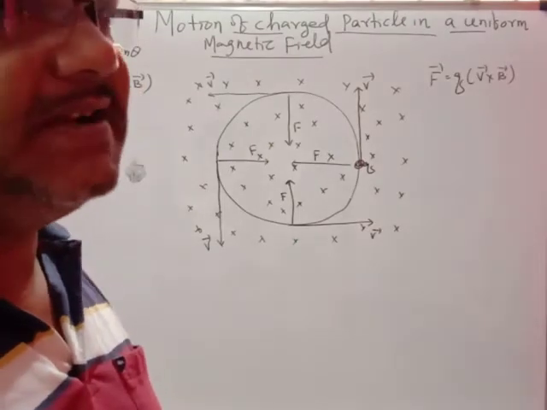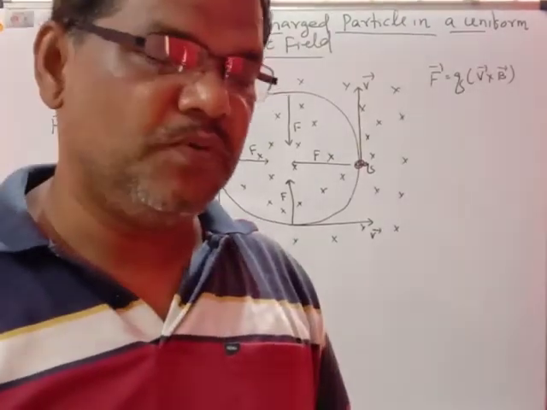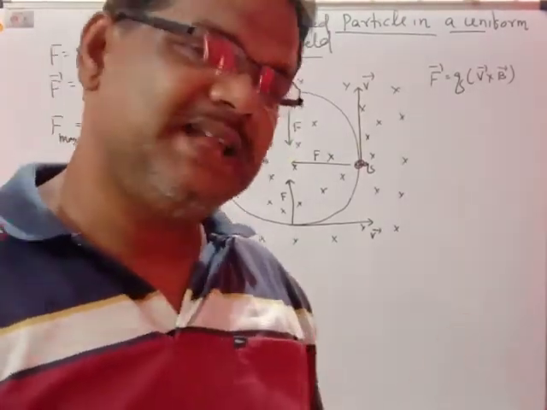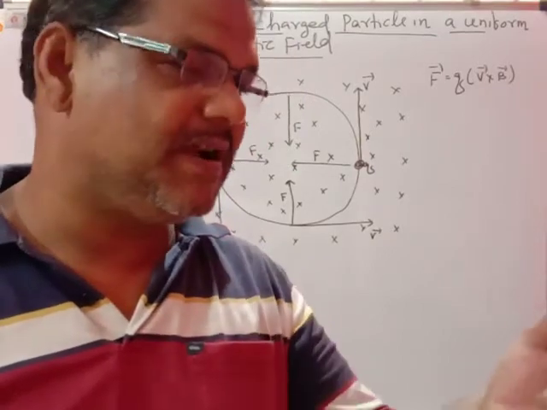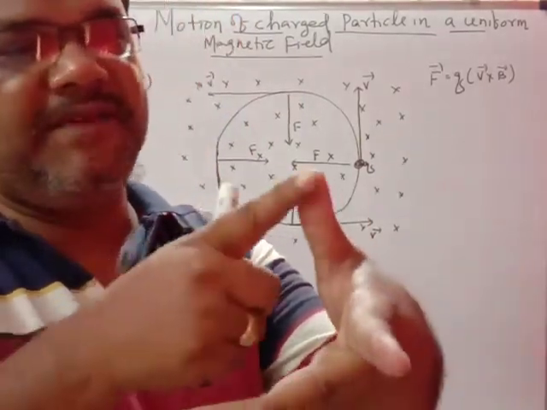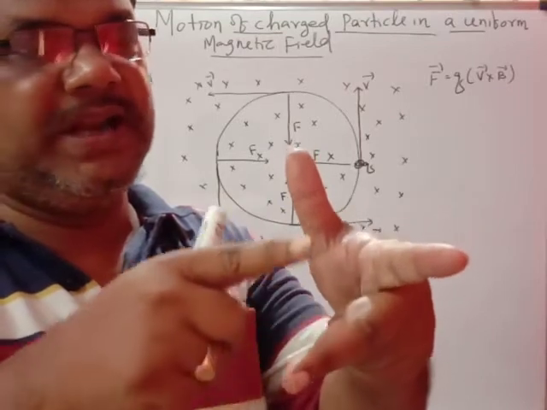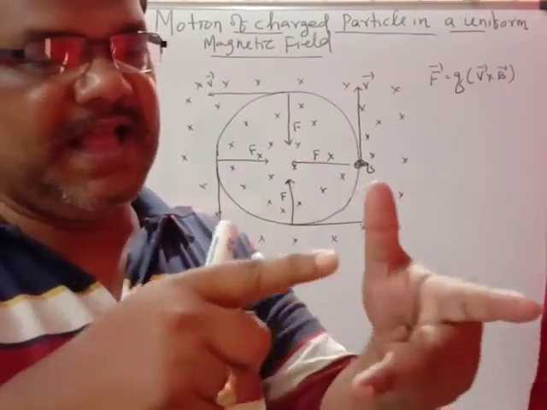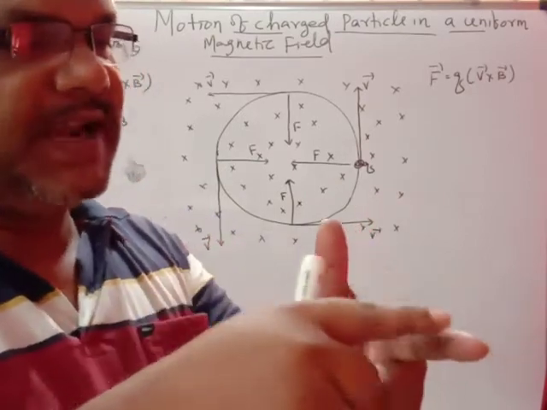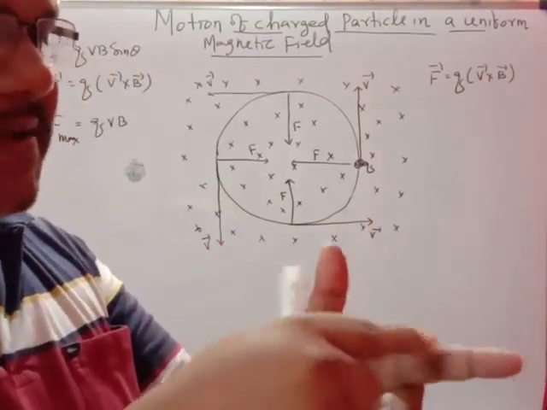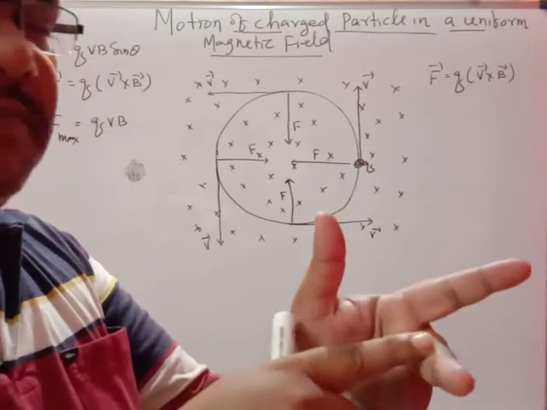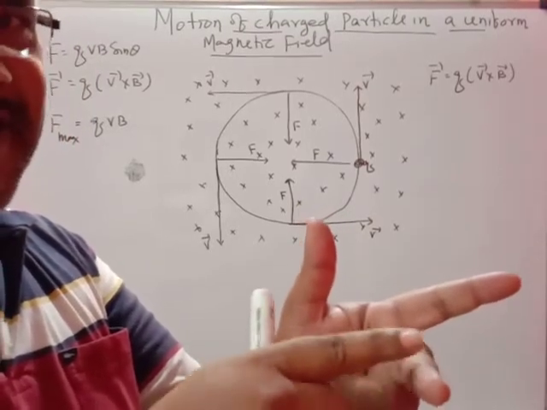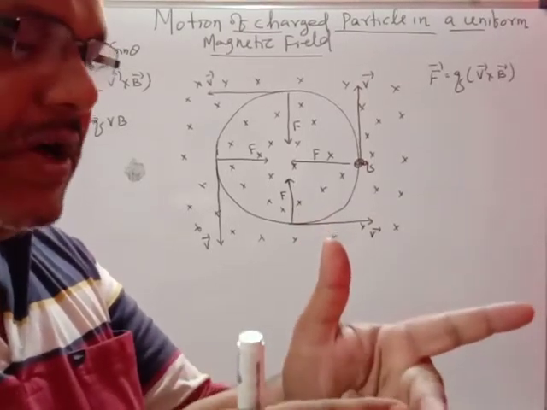The question is, what will be the direction of the force? For the direction of the force, you use Fleming's left hand rule, FMC. Look at it clearly: F is the force, M is the magnetic field, and C is the current, that is, the motion of the charge. Motion of the charge indicates the current. In that manner you can remember it.